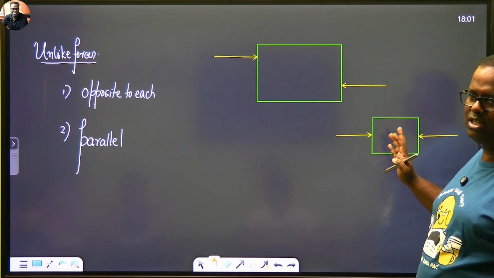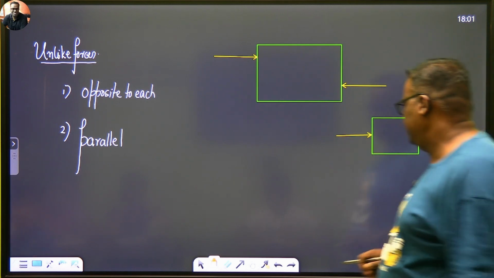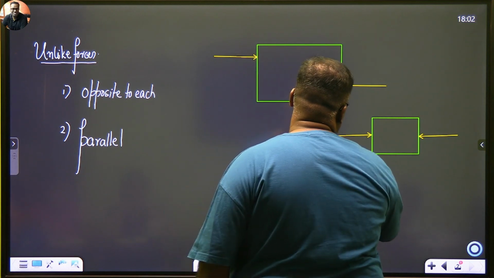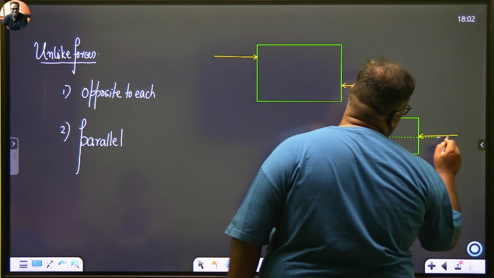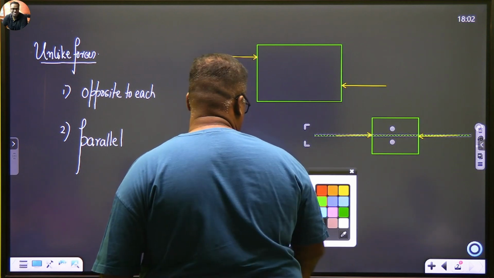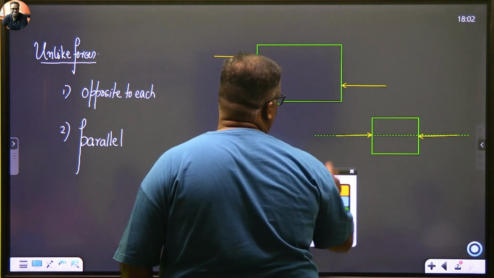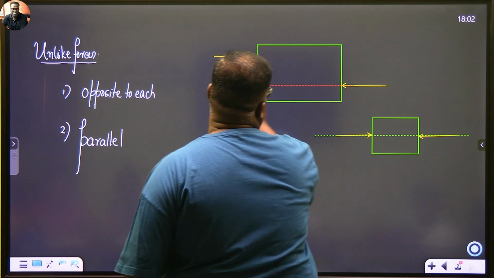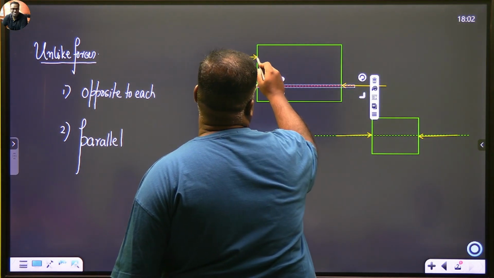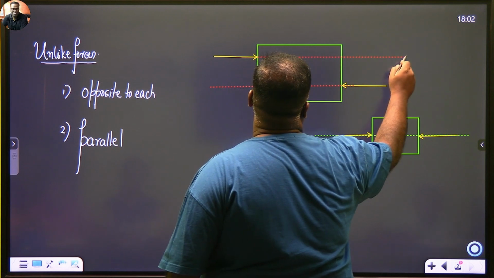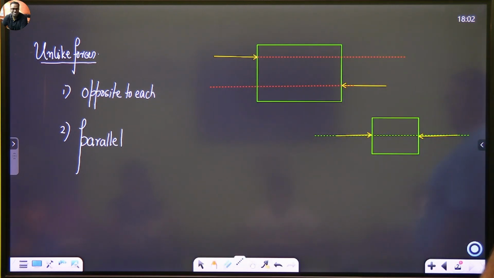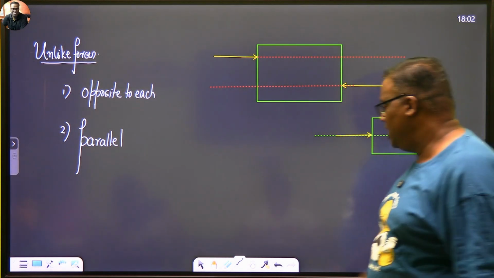For parallel and opposite direction, you can see two criteria at your age. What is the criteria we will see at our age? Draw one axis line. Either the forces should be on the same axis line, or the forces can be within their own axes, and the axes are parallel to each other. In both cases our forces are parallel and in opposite direction. Okay? Now take interest here.